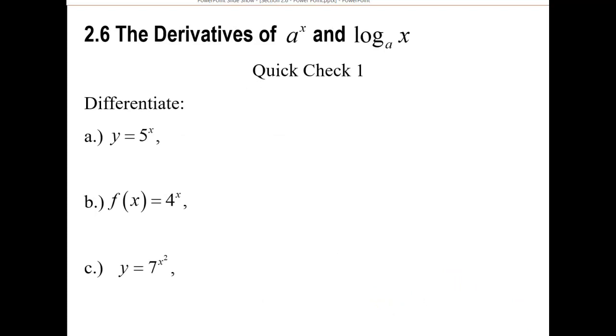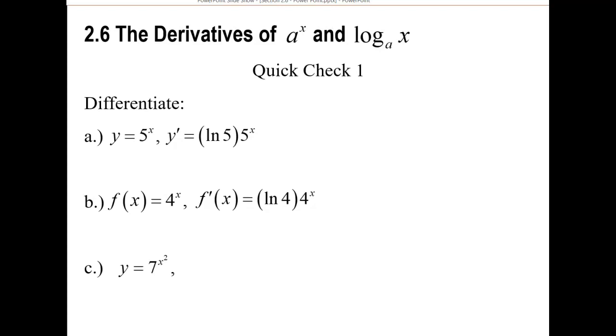All right, here are a few more. Part A, y equals 5 to the x. Should be natural log of 5 times 5 to the x. So the derivative y prime is natural log of 5 times 5 to the x. B, this one should be natural log of 4 times 4 to the x. All right, and then C is going to be another chain rule.